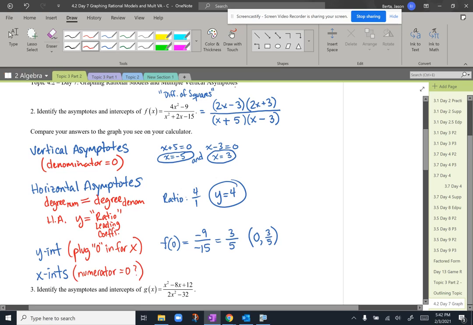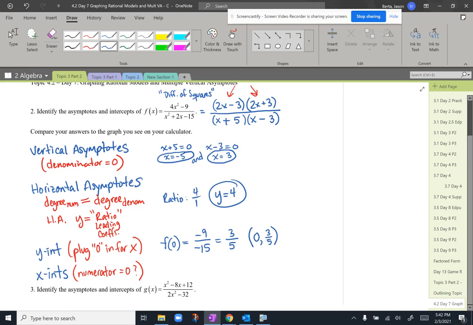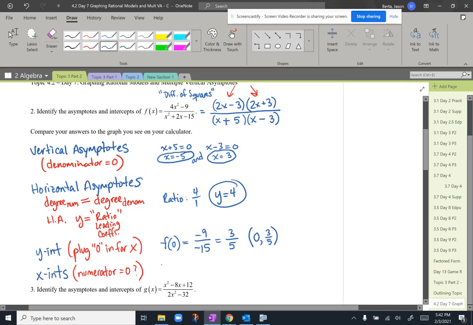So here, the factored form will help me out again. I see I have two factors. I can go one by one, setting each of them equal to 0, and we will find the x value that gives us a y value of 0, which will help us find our x-intercept. The first one here is 2x minus 3 equals 0. If I add 3 to both sides, I get 2x equals 3. And then if I divide by 2, I get x equals 3/2.